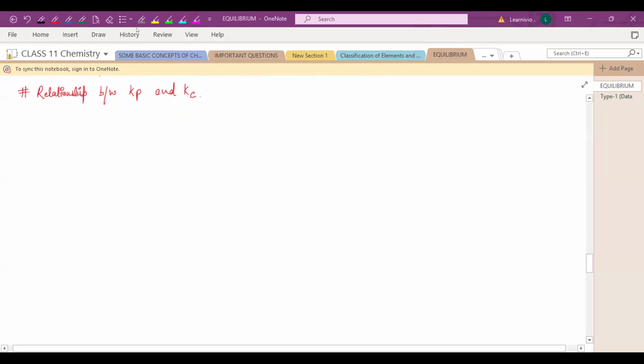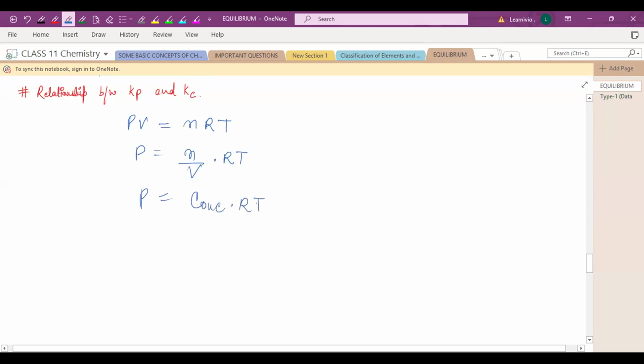Now let's derive a relationship between Kp and Kc. Okay, so we know that by the ideal gas equation, PV equals nRT. Okay, so P will be equal to n upon V into RT. So here, what is n upon V? It is the number of moles upon volume. What is this? This is concentration. Okay, which type of concentration? Molarity. So can we write P is equal to concentration into RT?